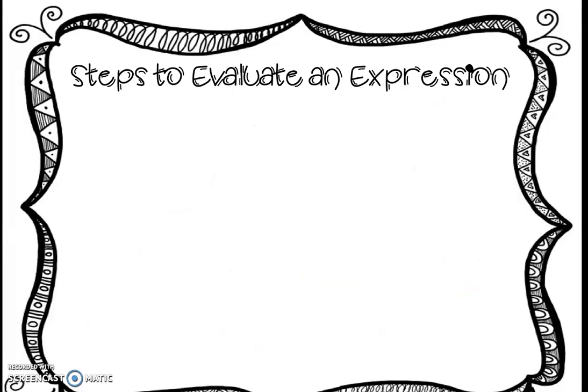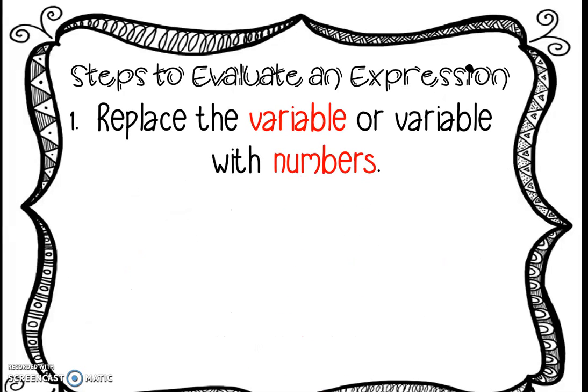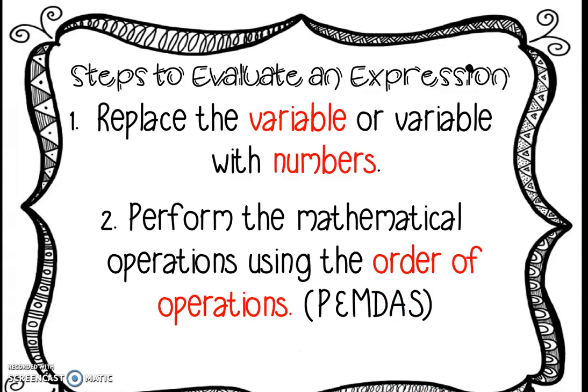All right, so steps to evaluating an expression. The first one is to replace the variable or the variables. If you have many, replace them all with the number that's provided. And then just perform the math operations using the order of operations. So all you got to do is replace the variable with the numbers that are given and then solve using the order of operations.